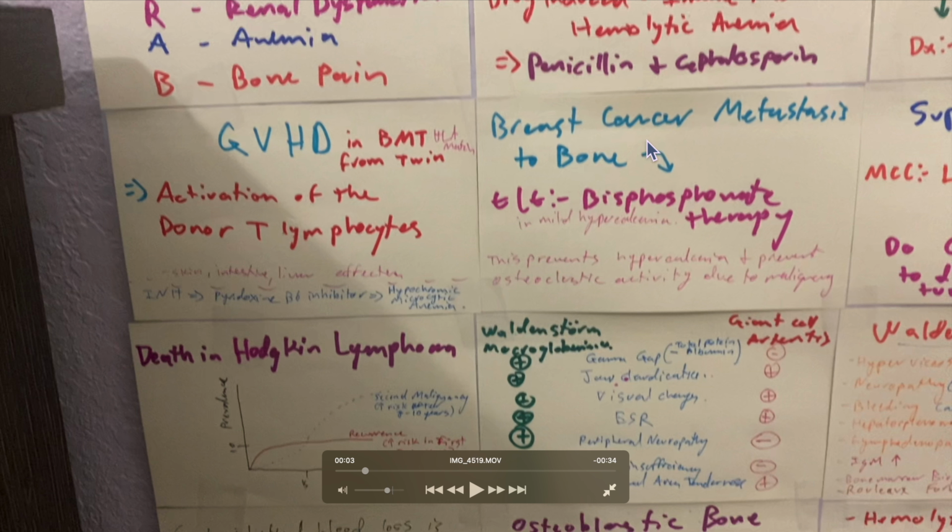Breast cancer metastasis to bone. Treatment here is bisphosphonate therapy. In mild hypercalcemia, this presents. So this prevents hypercalcemia and prevents osteoclastic activity due to malignancy. Okay.